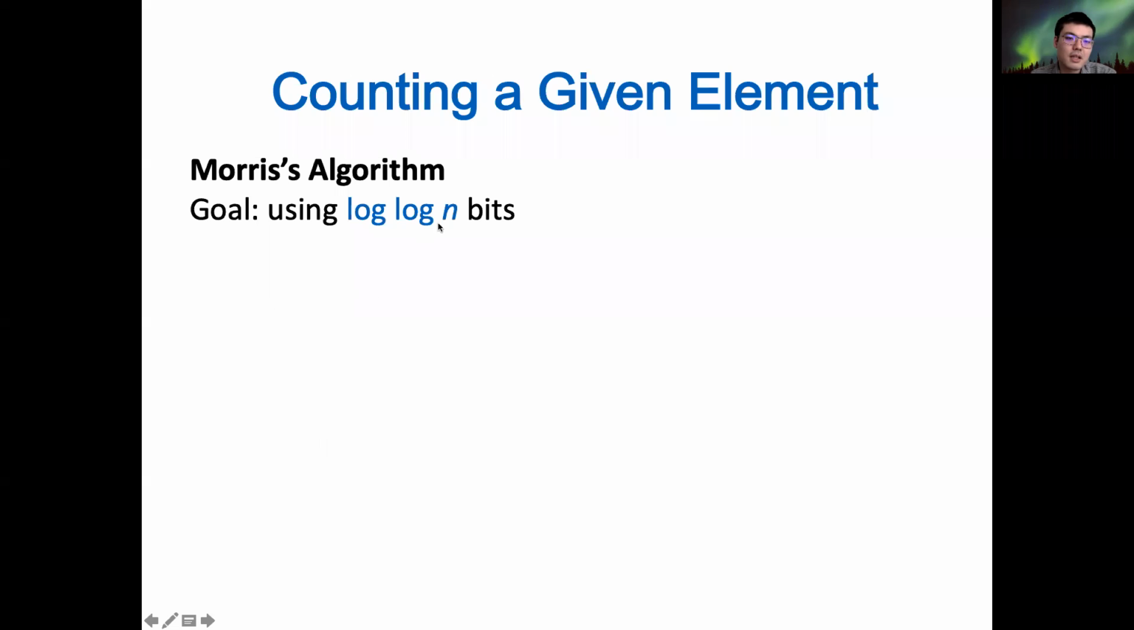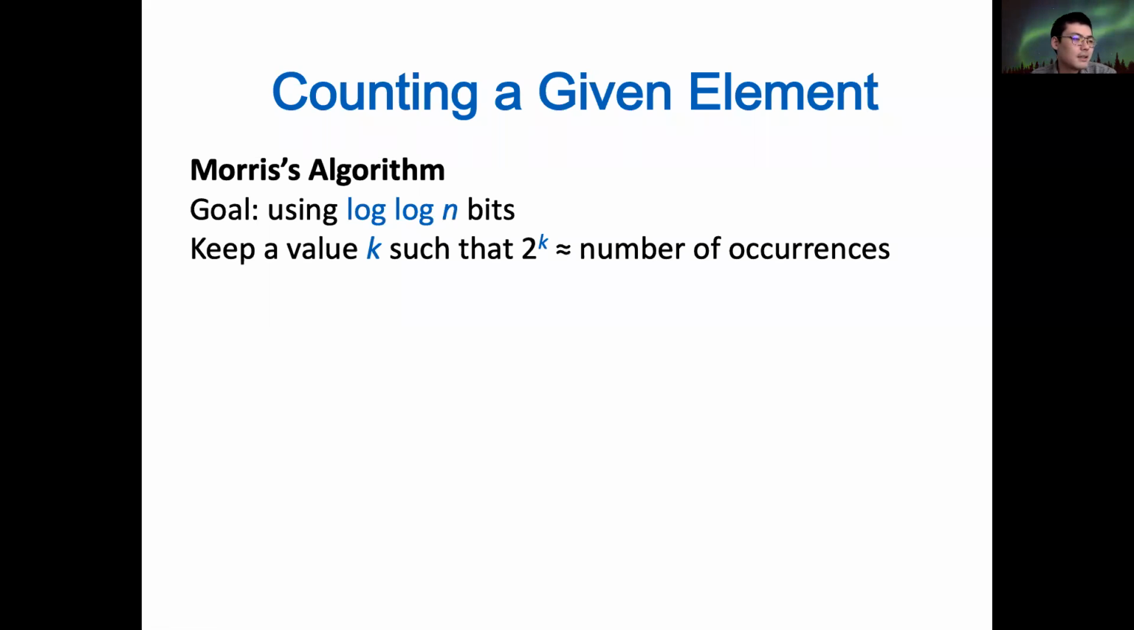You can create a sketch that memorizes the count of some element. Whenever you see a string, you see an apple, you add 1. Then you can get the count. That solution will take log n bits. If you want to use only log log n bits, how do you do that? The idea is this: we want to keep a value k. This k will only use log log n bits instead of log n bits. So you cannot keep the value of n directly, because if you keep the value of n directly, then it will use log n bits. K is log log n.